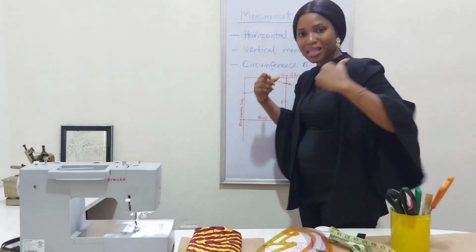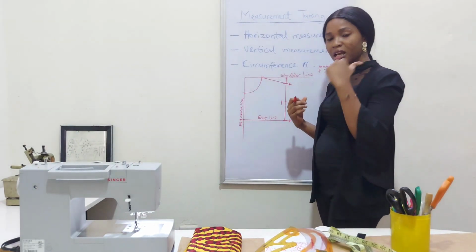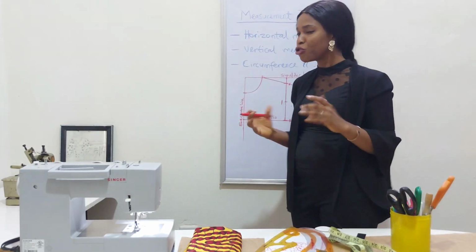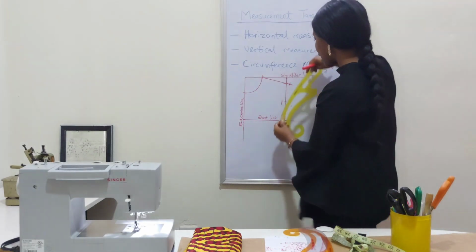You actually need that allowance, but for the front part, you don't need that allowance. If not, you're going to have excess fabric having folds there, and you don't want that. So you go in half an inch, and now we can make our curve.